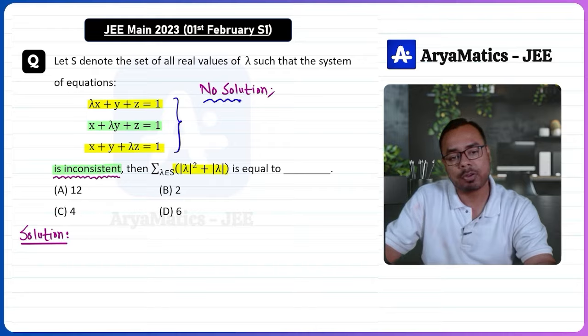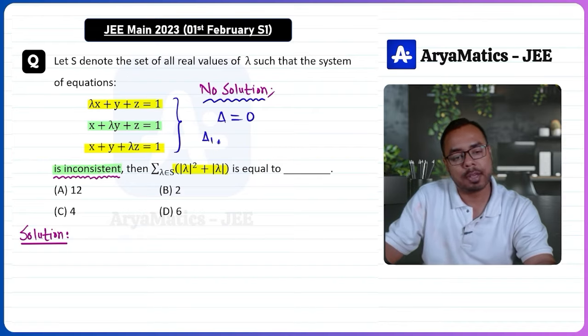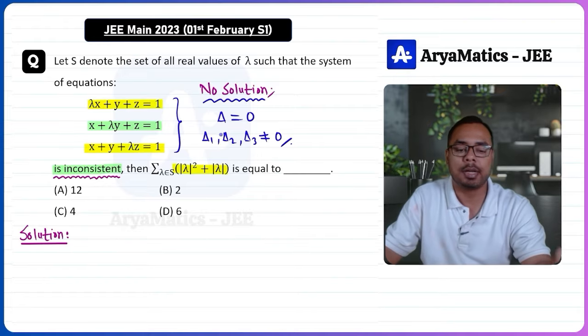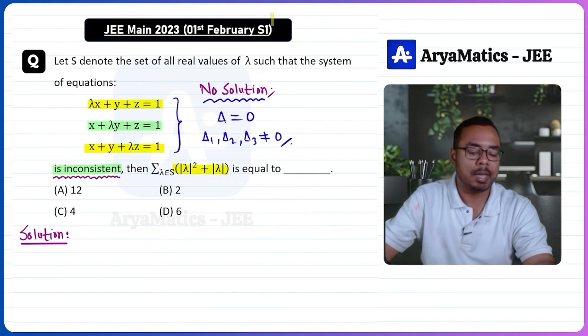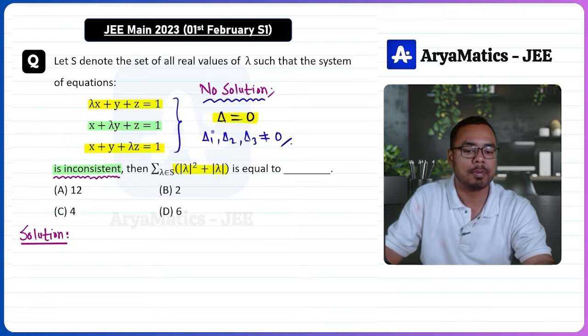So the condition for no solution is that the determinant of the coefficient matrix is 0, and then at least any one of these three, delta 1, delta 2 or delta 3, is non-zero. That means delta is 0, and delta 1 is non-zero, or delta 2 is non-zero, or delta 3 is non-zero, then it will have no solution, right? So the necessary condition for inconsistency is that delta must be 0. So first, let us try to find the values of lambda from there, right?